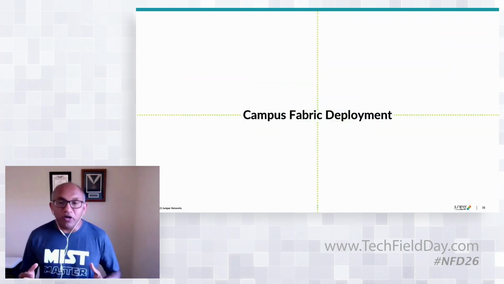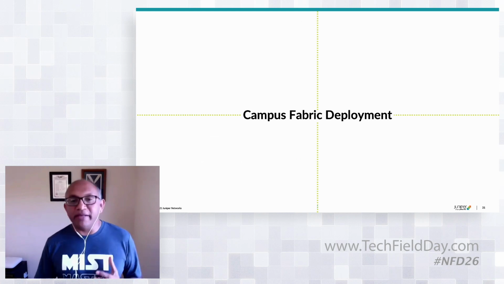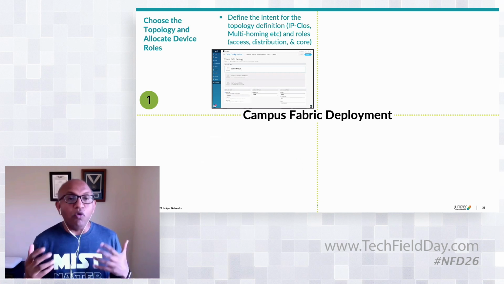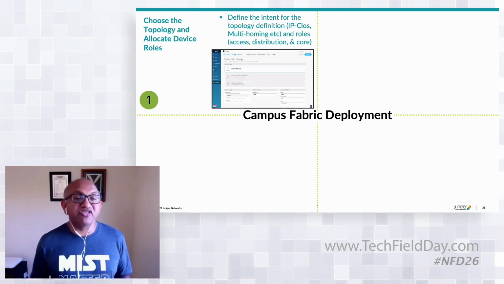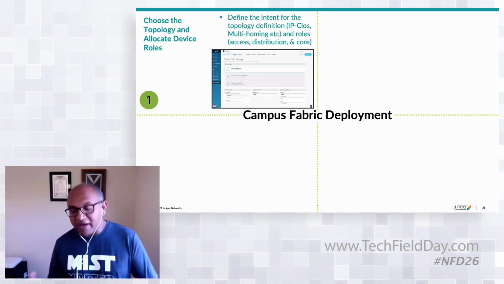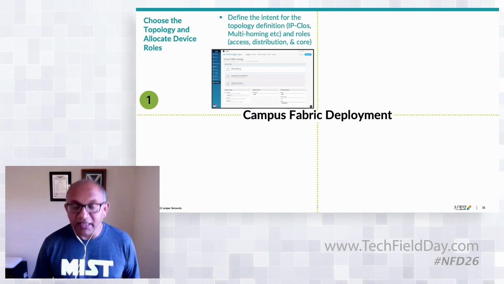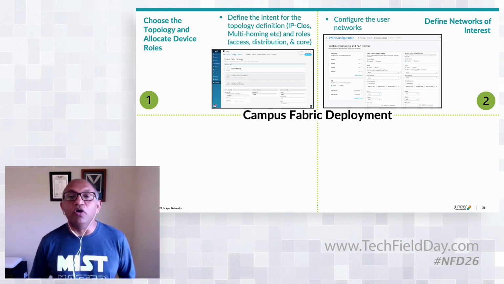So now let's talk about how you're going to deploy this from the fabric. This is the 4-step process. First is, obviously, you need to decide what you're going to deploy. Are you going to do an EVPN multi-homing, campus fabric with IP clause, or campus fabric IP fabric distribution, core distribution? Once you decide on that, next come the networks or the users you want to serve.